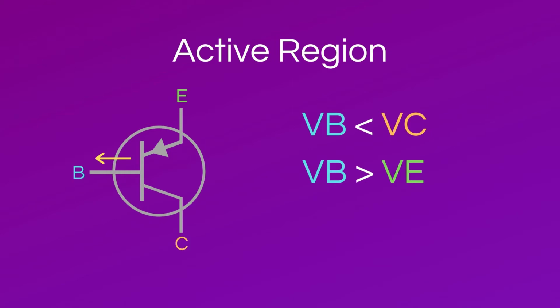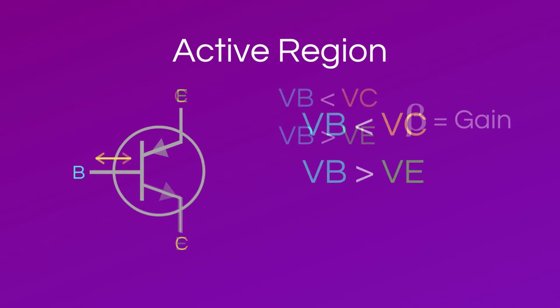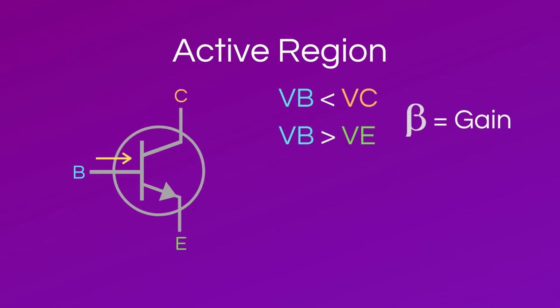Earlier, we briefly discussed that there was a specific relationship between the base, collector, and emitter currents when the BJT is in the active region. This relationship is as follows. The collector current is equal to the base current times the current gain of the amplifier, represented by the beta symbol. The current gain can be anywhere from 50 to well over 500. It just depends on the BJT model you're using for your electronics project.